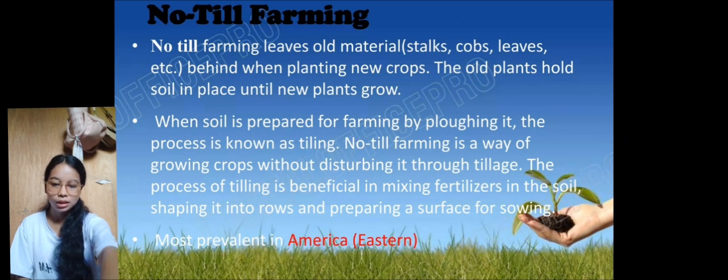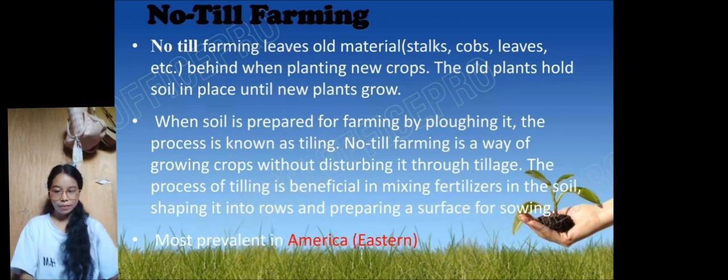The next one is no-till farming. No-till farming leaves old material, stalks, cobs, leaves behind when planting new crops. The old plants hold soil in place until new plants grow. When soil is prepared for farming by ploughing it, the process is known as tilling. No-till farming is a way of growing crops without disturbing the soil through tillage.